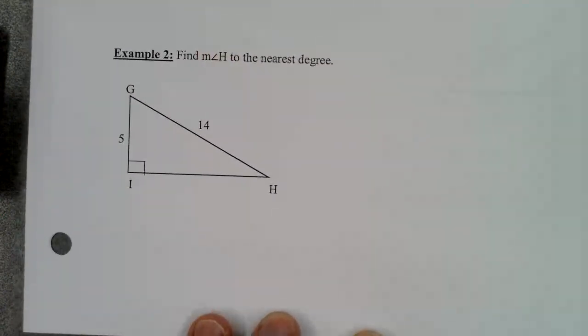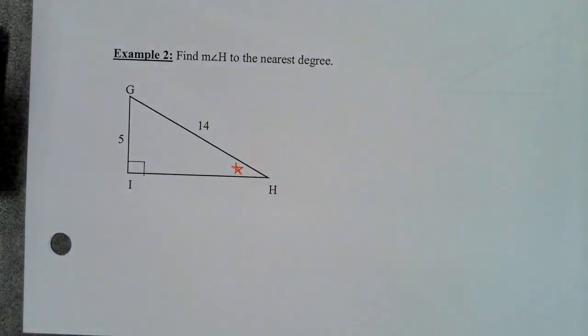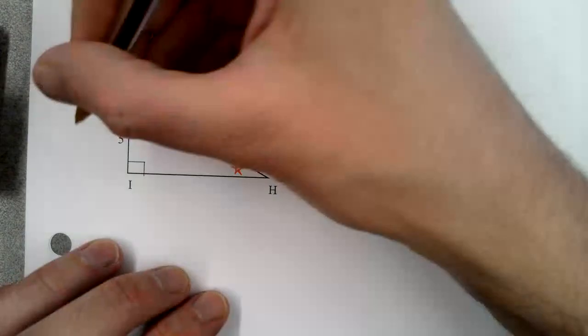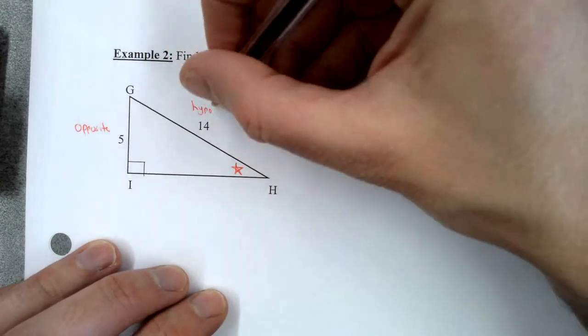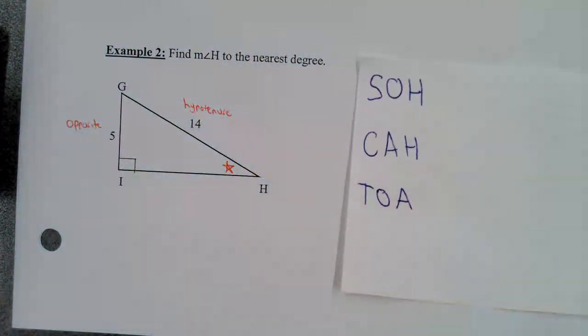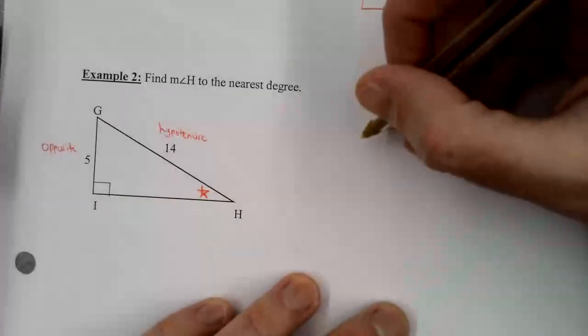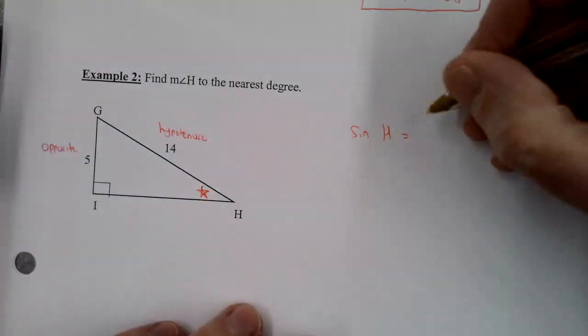Example 2. Find the measure of angle H to the nearest degree. Again, let me put a star at angle H so you can see it better. The 5 is opposite, and the 14 is the hypotenuse. Figure out which trigonometric function, sine, cosine, or tangent. So which one has opposite and hypotenuse? The top one, so it's going to be sine. So I'm going to say sine of angle H, so just sine, capital H, equals opposite 5 over hypotenuse 14.